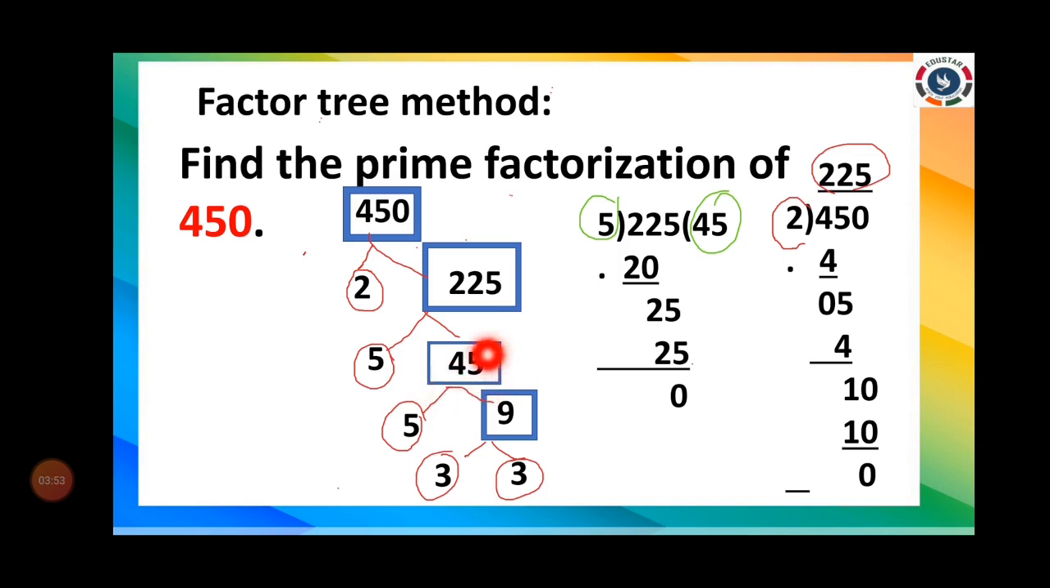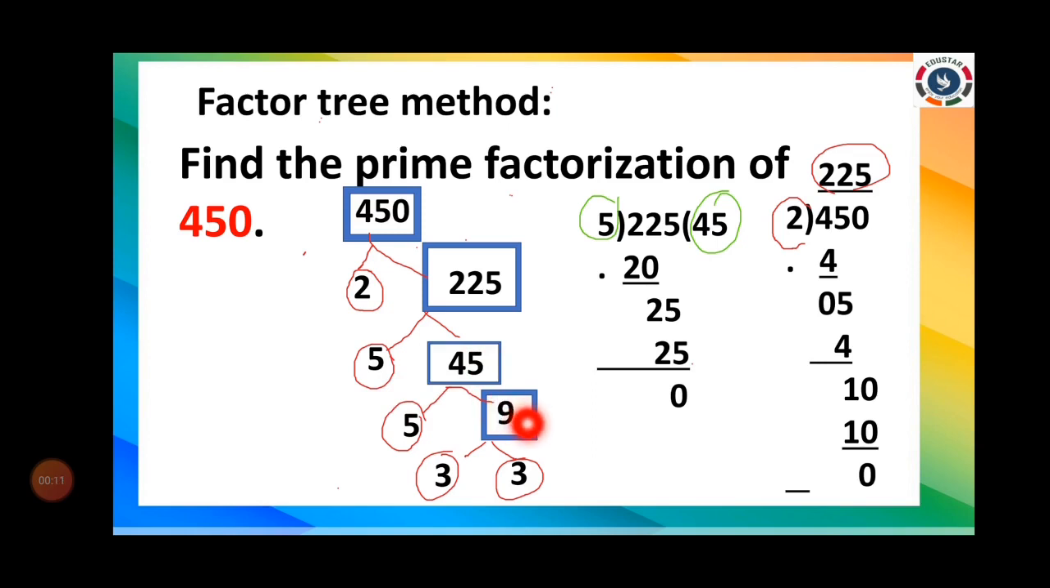Now you tell in 45 how many times of 5's are there? 9 times are there. So 9 5's are 45. So write 5 in the circle and then write 9 in the box, inside the square box.